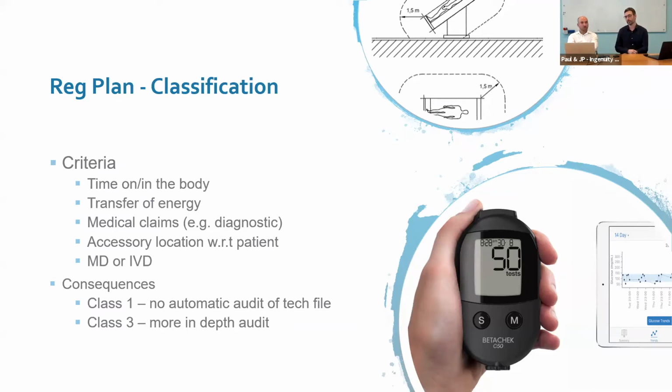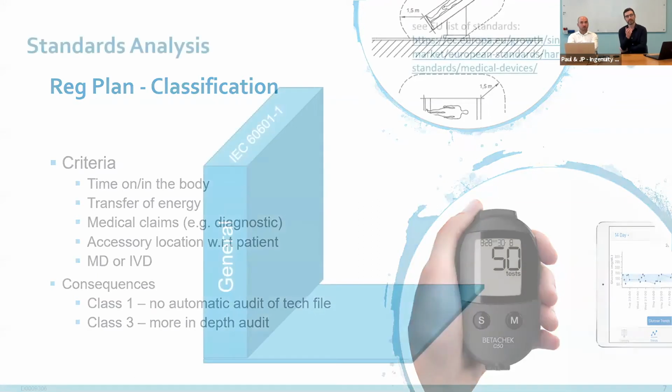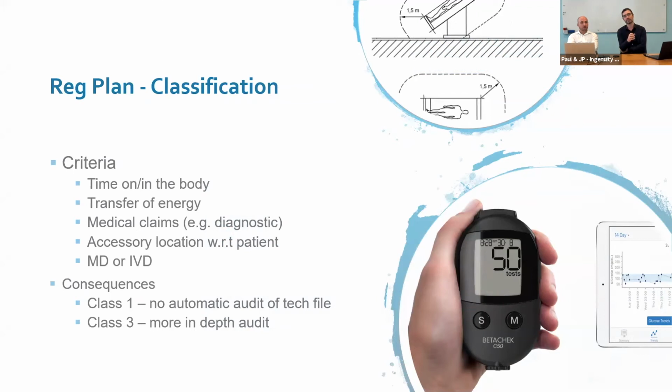And if we move on, we can see the classes, the consequences are, it depends whether you're going to need to do a more in-depth audit for something like a class 3 or for just a class 1. You can self-register in the ARTG and you don't need as much of an in-depth audit on your tech file.